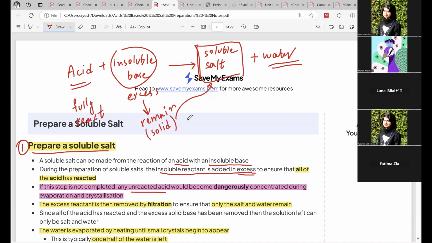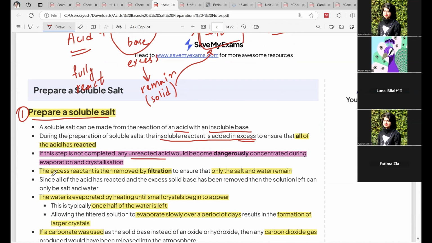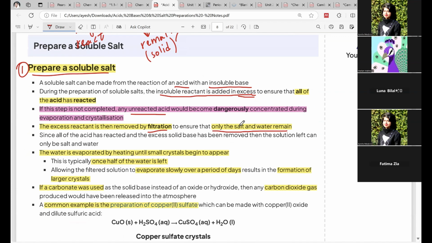The definition of filtration is removing insoluble solid from a liquid. Yes. So after filtration, the solid will be separated. We will have only salt and water at the end. So excess reactant is removed by filtration, and only salt and water will be left behind. Now, we want just salt. We don't want water. What can we do?